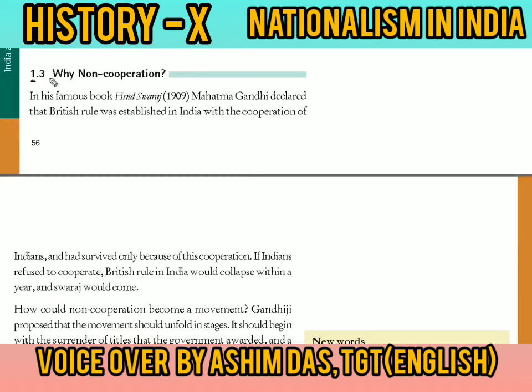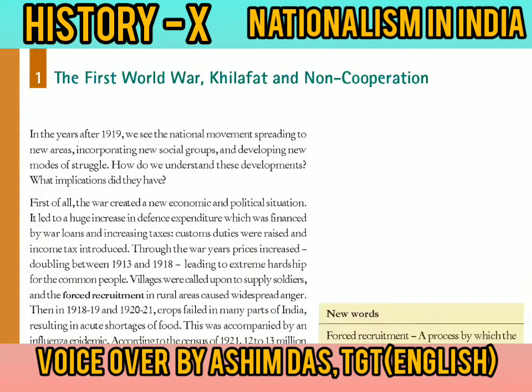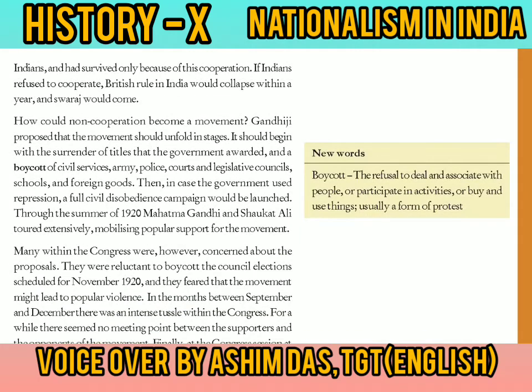Now, why non-cooperation movement? Non-cooperation means you cannot cooperate with the government. In his famous book, Hind Swaraj, Mahatma Gandhi said, Swaraj means independence, and Hind means India. It was written in the year 1909. So he declared that British rule was established in India with the cooperation or with the help of the Indians only, and had survived only because of this cooperation. If Indians would refuse to cooperate, then British rule in India would collapse within a year and Swaraj or independence would come very soon.